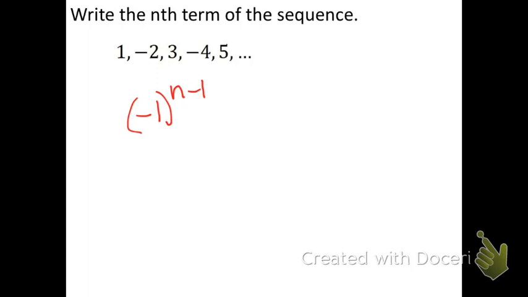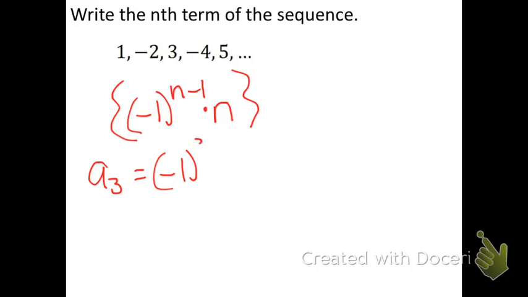And then the 1, 2, 3, 4, 5, that's just the n part. So negative 1 to the n minus 1 times n. There's our sequence definition. Now let's make sure it works. So let's plug in 3 for n for our third term. So negative 1 to the 3 minus 1 times 3. Negative 1 to the 3 minus 1 is negative 1 squared, which is 1. And 1 times 3 is 3. So that one worked.